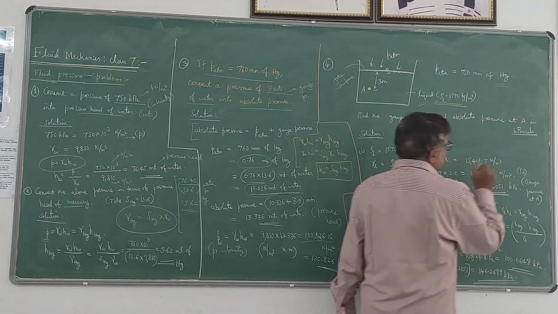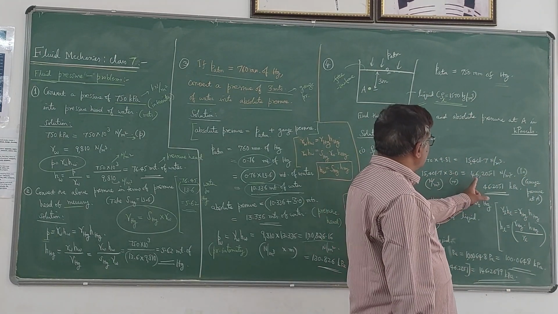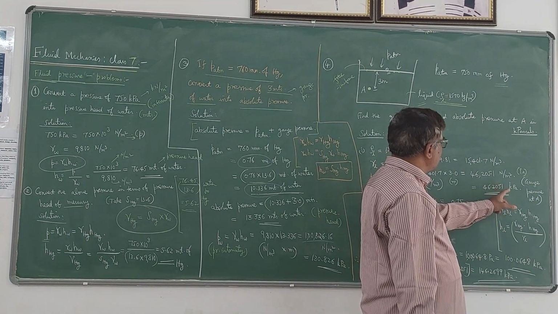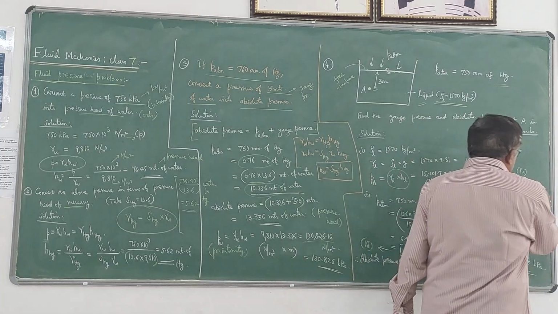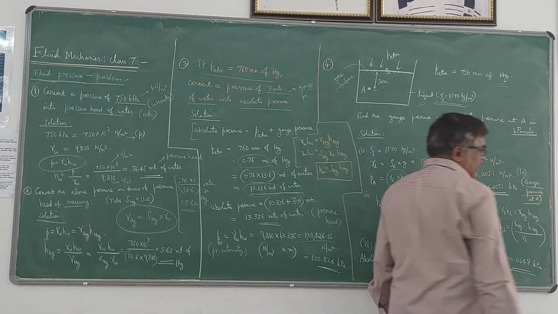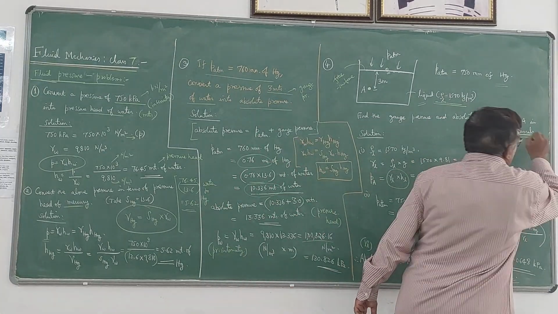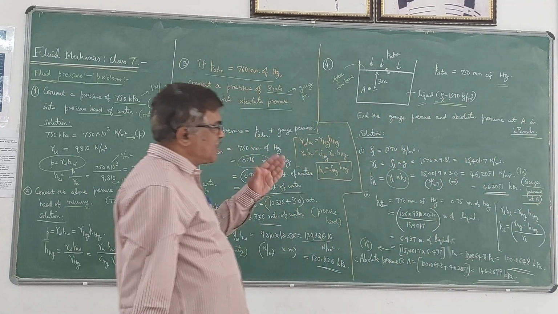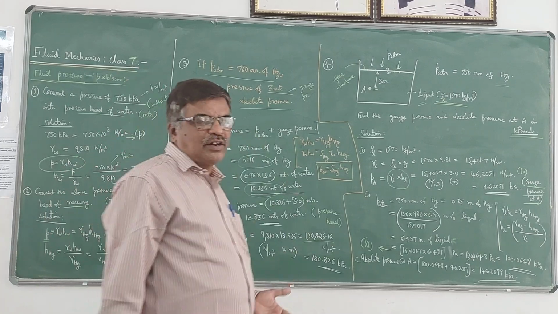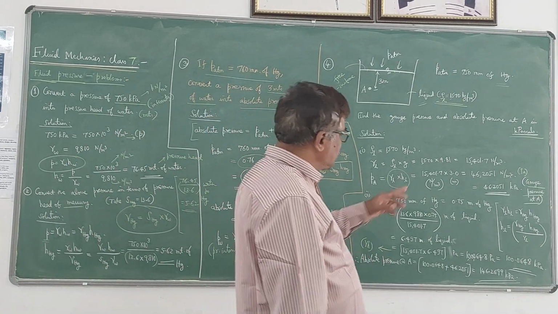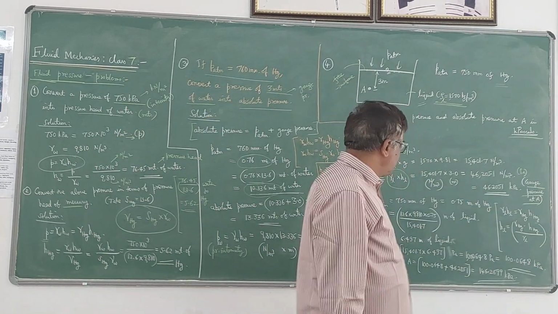If you convert this into kilopascal, divide by 1000, that becomes 46.2051 kilopascal. This is the gauge pressure value at the point A, expressed in kilopascal. Now, if you want the absolute pressure at the same point, you have to add the value of atmospheric pressure to this gauge pressure to get the absolute pressure.